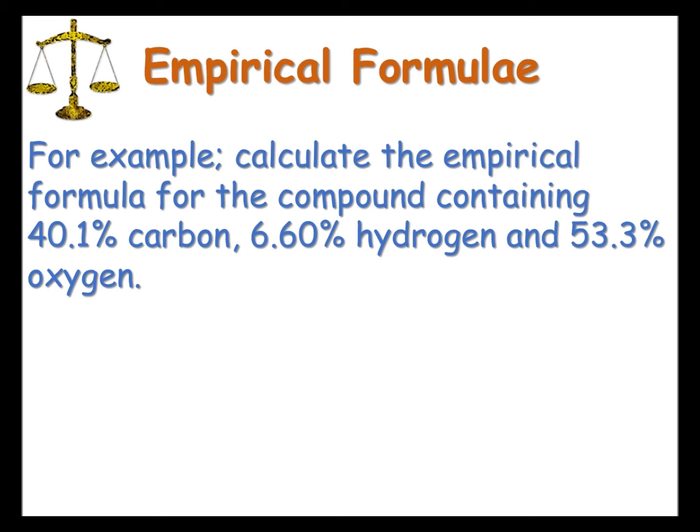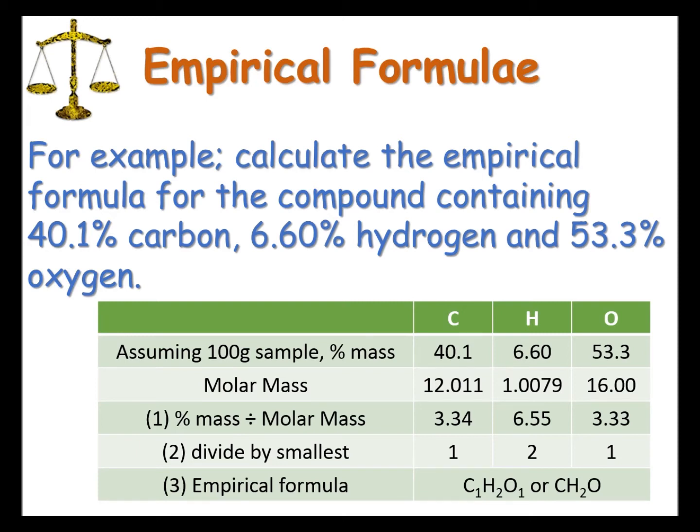We're already given the percent masses: 40.1% carbon, 6.6% hydrogen, and 53.3% oxygen. So we put this information together, and again, assuming a 100 gram sample, these percentages become grams: 40.1, 6.60, and 53.3. Then the molar mass values are put in: 12.011, 1.0079, and 16.00. What we'll do is take these masses and divide by the molar mass. Again, percent mass divided by molar mass gives us our values here for number 1.